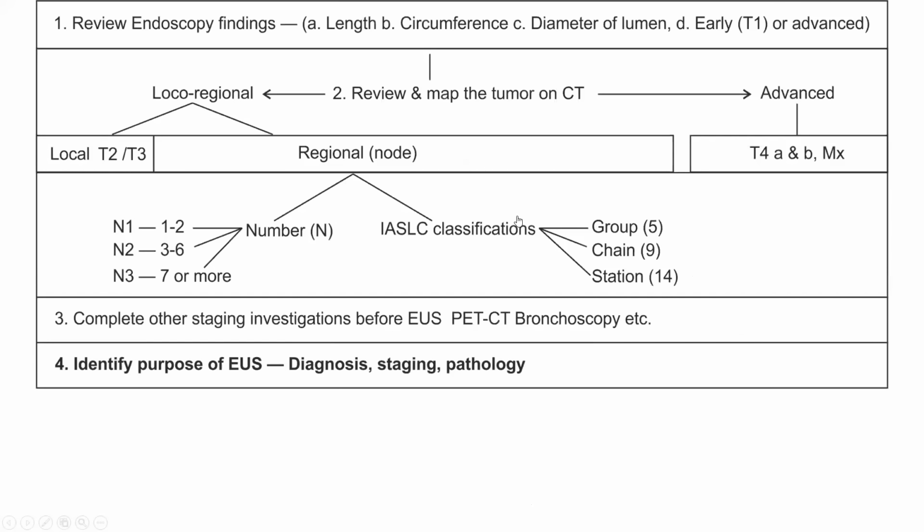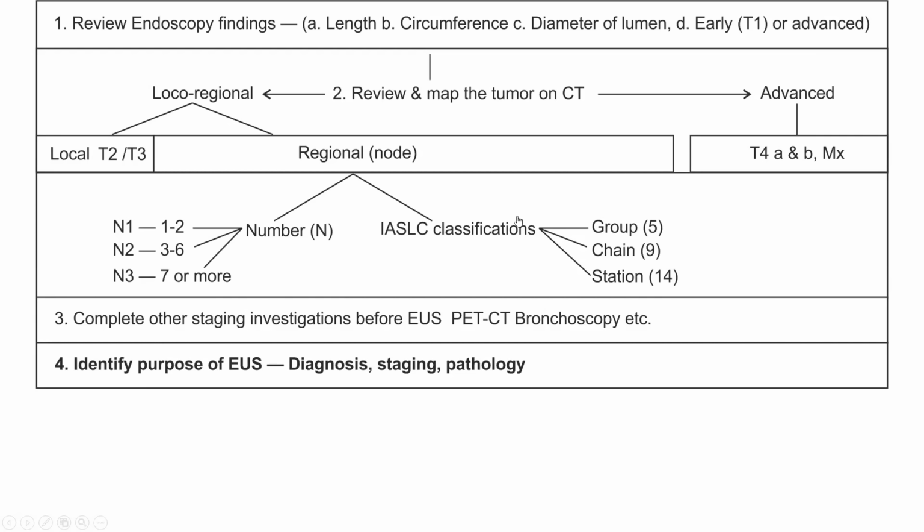So till now we have said that we must first review the findings, then classify based on the findings, do the CT scan, complete all staging, and then identify the purpose of staging. Why am I doing it? Am I doing it for diagnosis? Yes, it can be used for diagnosis sometimes. Am I doing it for staging? Am I doing it for getting pathological tissue, and the type of tissue, in nodes where I'm worried whether they are normal nodes or possible pathological nodes?